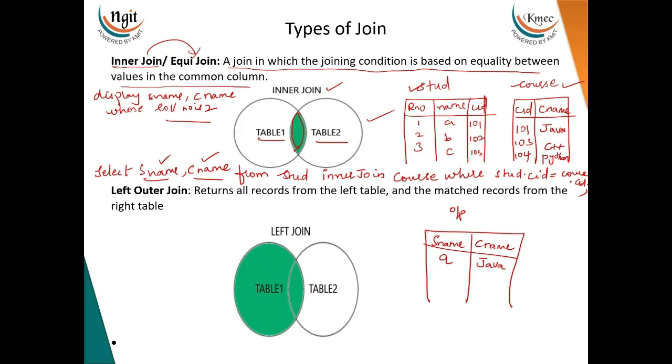Similarly, we are going to check for 102. 102 is present here, but it is not present here. So you get the tuples only which are in common. So as 102 is not present here, that is not going to be retrieved in our output.